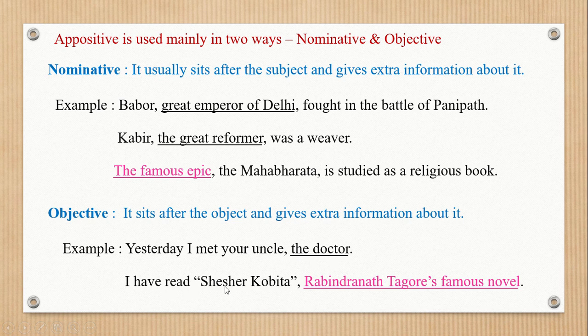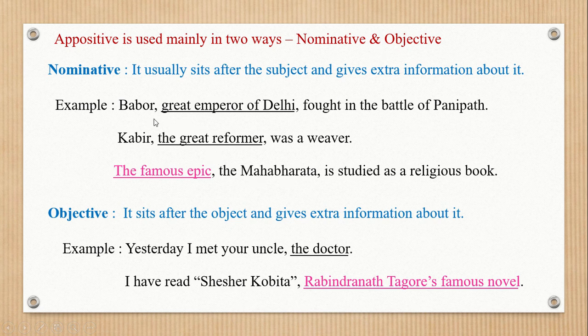Next, I have read Shesher Kobita, Rabindranath Tagore's famous novel. You see that here object is Shesher Kobita and Rabindranath Tagore's famous novel is the apposition of this noun, so it's a post modifier here. Please follow that this example contains a possessive noun. Okay, so in some grammar books you may find that appositives are used in three ways. They separate this possessive appositive in a different type. But I think it's not necessary. If you know the nominative and objective use, that's enough for you.